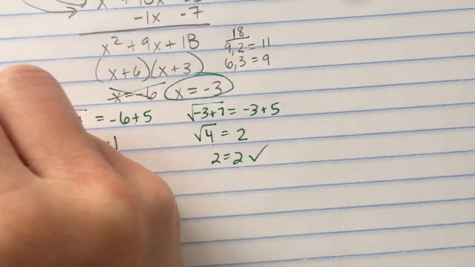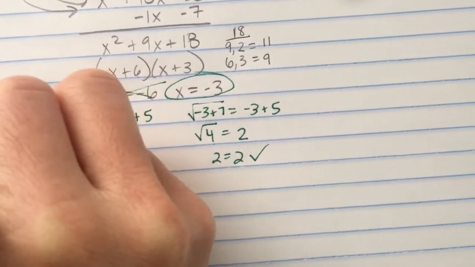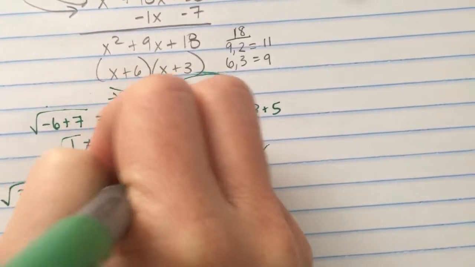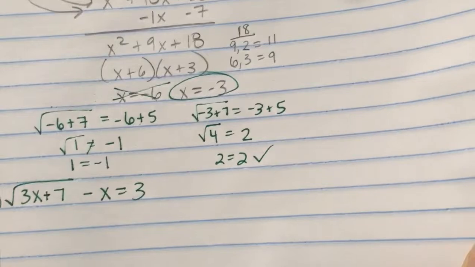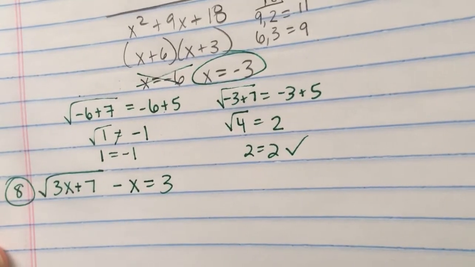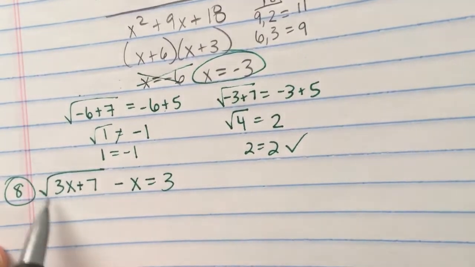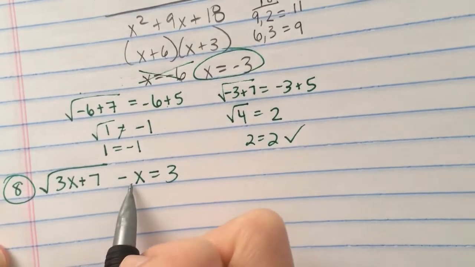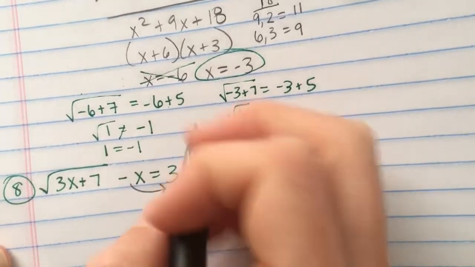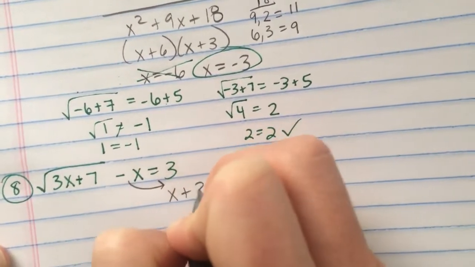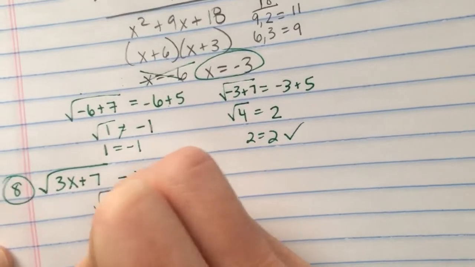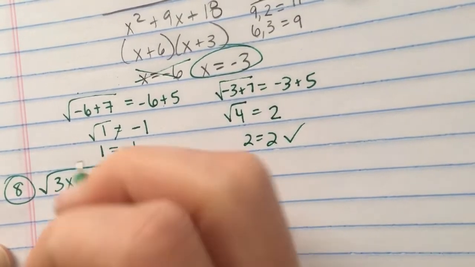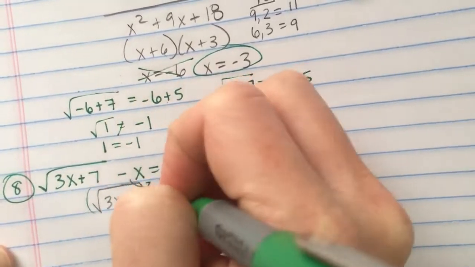And last one, number 8. Square root of 3x plus 7 minus x equals 3. Alright, well remember, on all of these, you always have to get the square root by itself first. So we need to move this x to the other side. So it becomes positive x plus 3. Now I can square both sides.